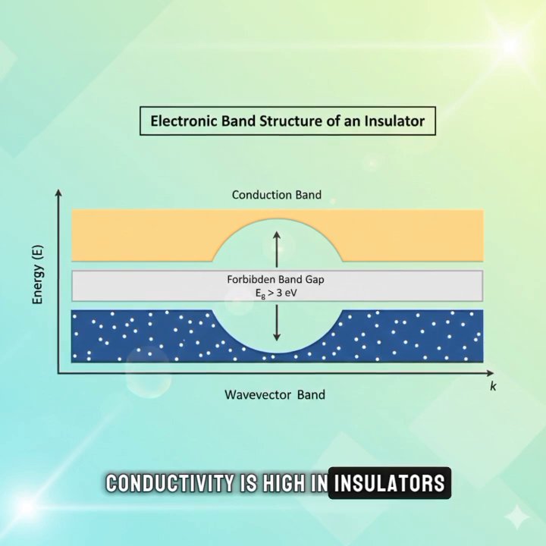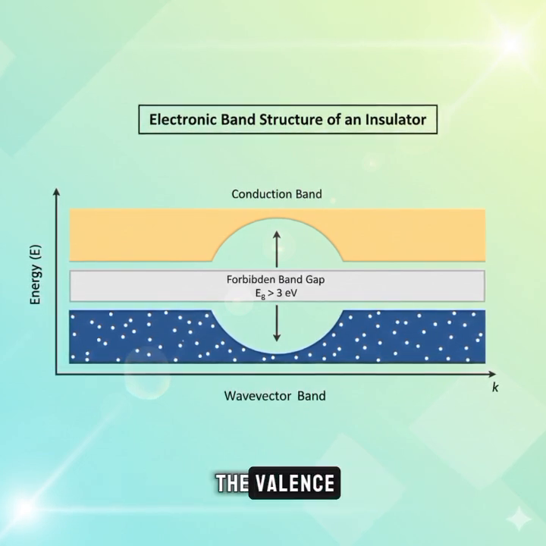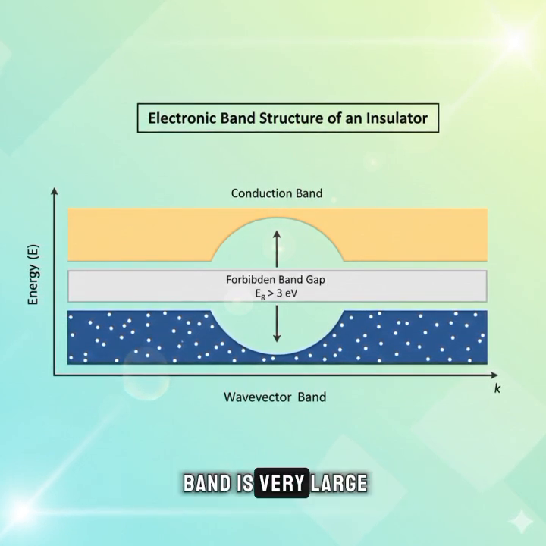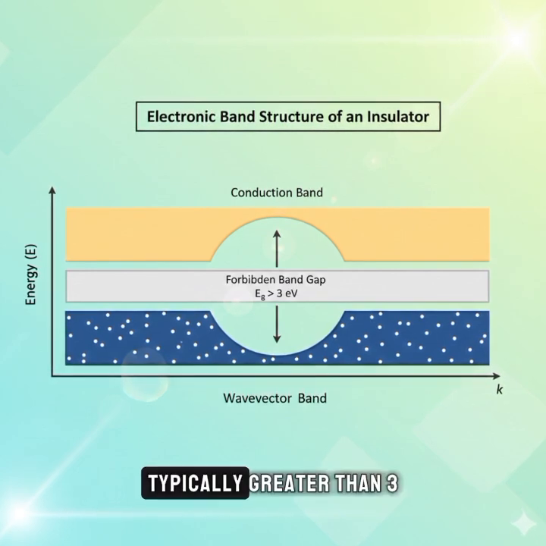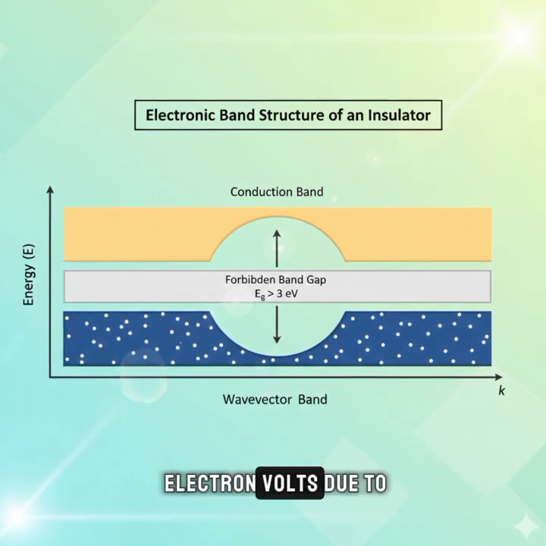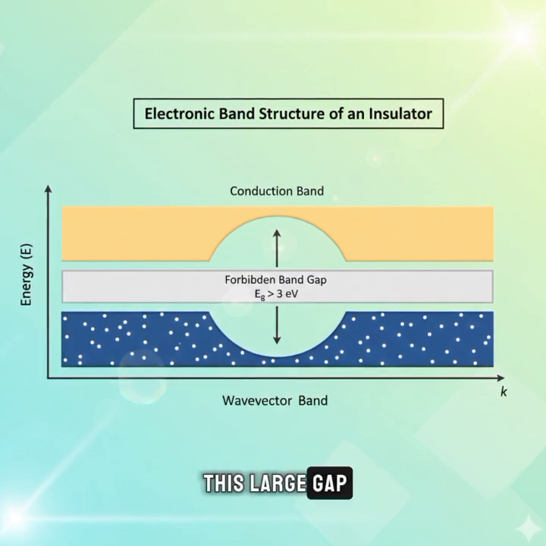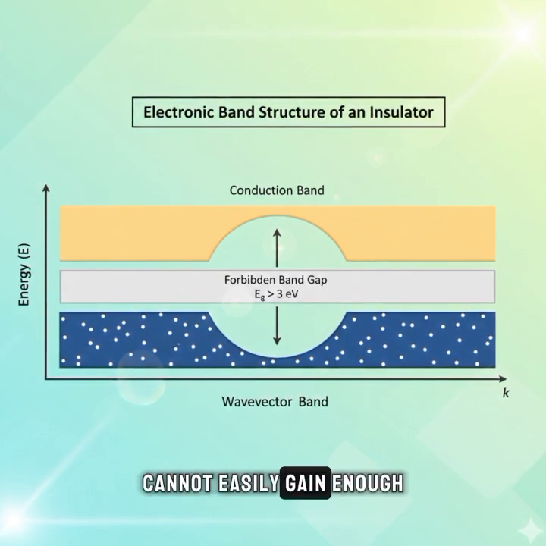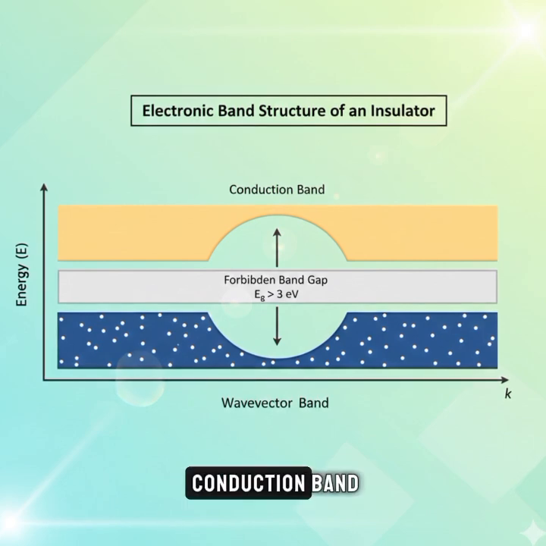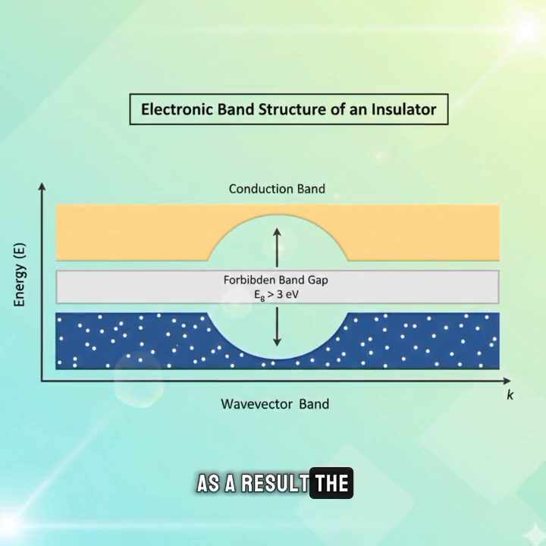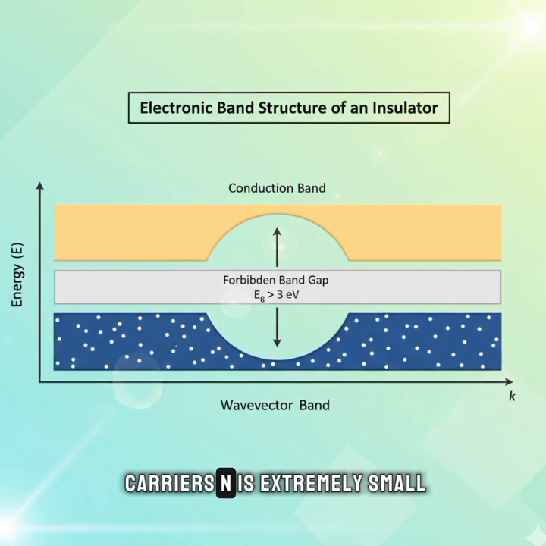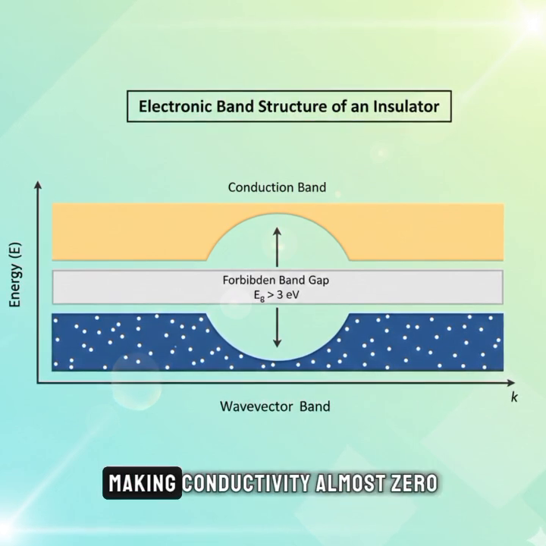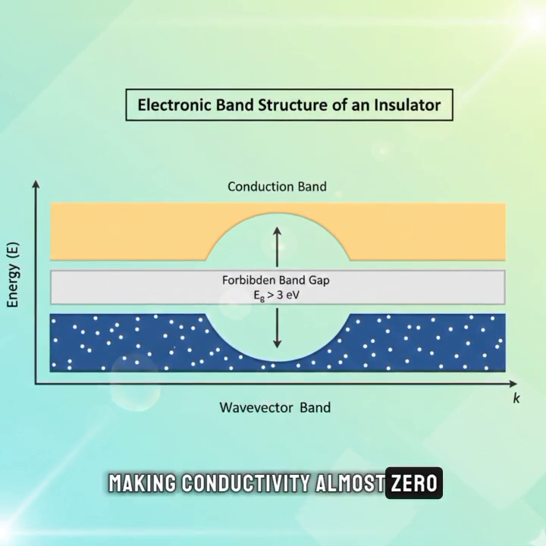In insulators, the energy gap between the valence band and the conduction band is very large, typically greater than 3 electron volts. Due to this large gap, electrons cannot easily gain enough energy to reach the conduction band. As a result, the number of free charge carriers n is extremely small, making conductivity almost zero.